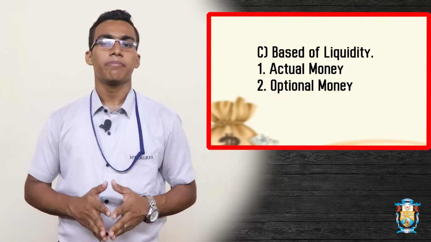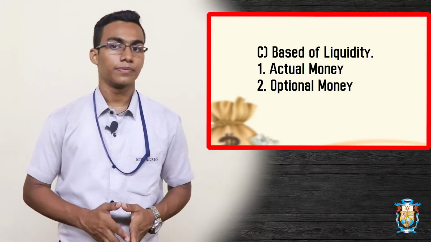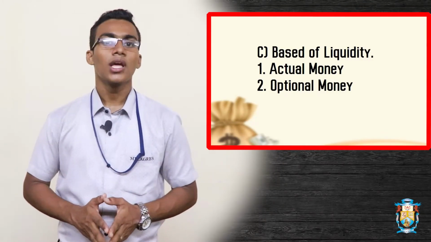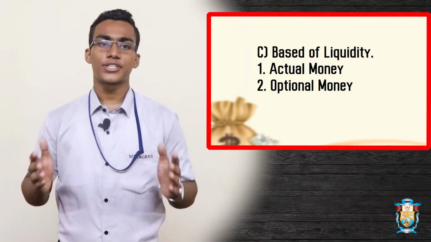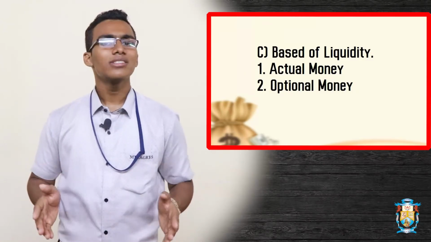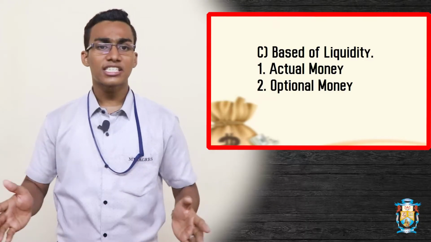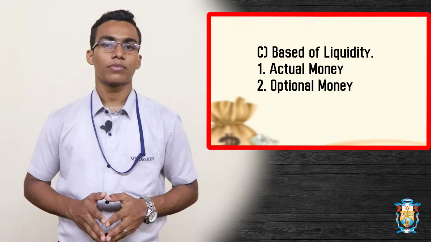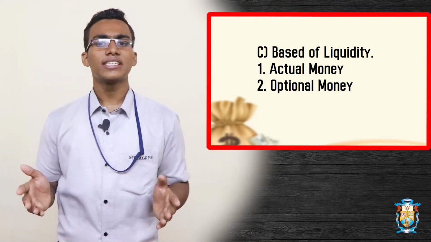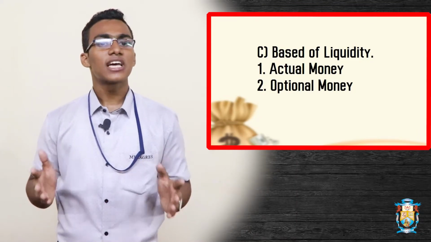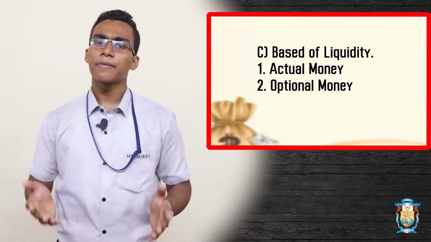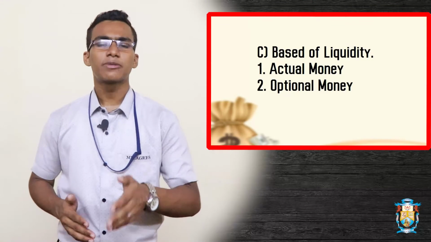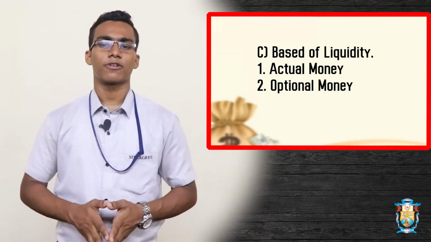The classification made on the basis of liquidity. The first one, actual money. Money which is in circulation is called actual money. Coins and notes are the example to this type of money. Second one, the optional money. It refers to the various liquid assets which are not cash but can be easily converted into cash, like government securities, bank deposits are the example for this.